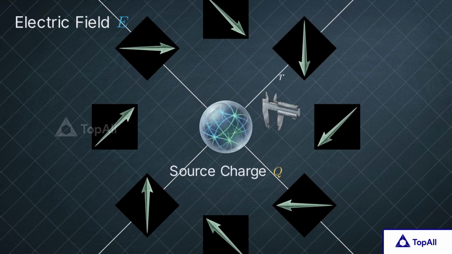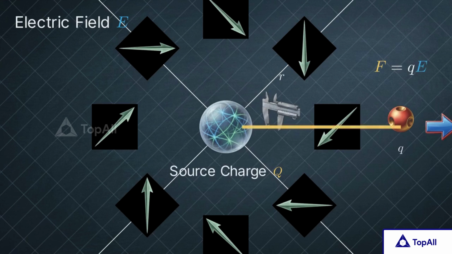The second stage occurs when a new object enters that space. If we introduce a smaller test charge, q, it interacts with the pre-existing field and is physically repelled or attracted along those vector lines. This interaction produces a measurable physical force. The force on our test charge is the product of its own charge and the electric field it has entered.